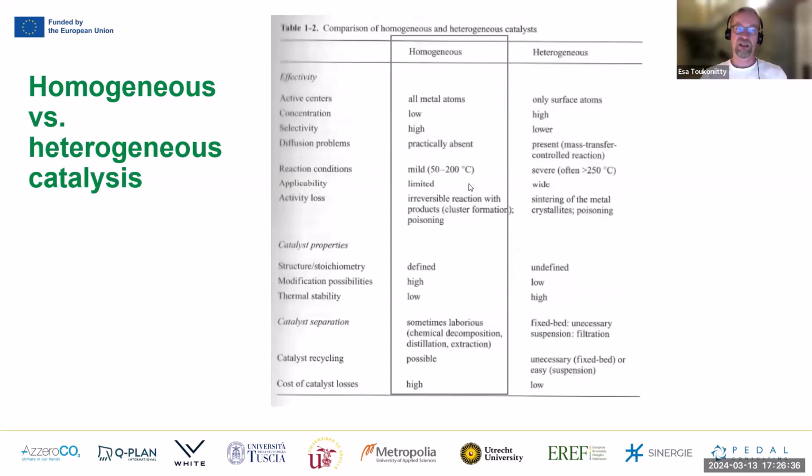temperatures, whereas the heterogeneous, the solid catalysts, can function at lower temperature, but the good thing is that they can tolerate very high temperatures up to, depending on the materials, like 600-700 degrees at least is possible. Not with all, but some.